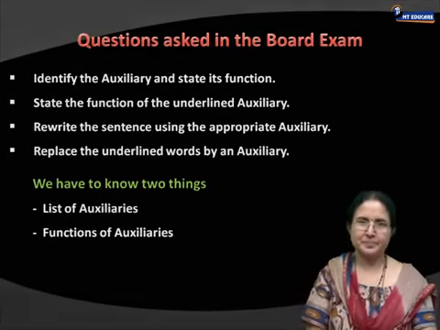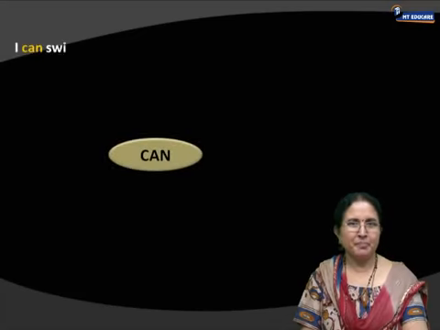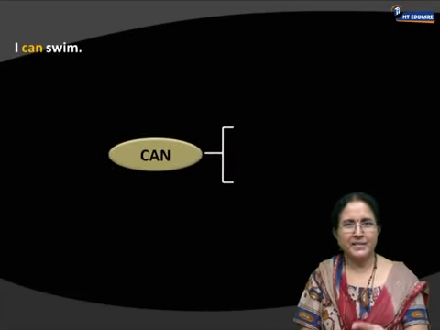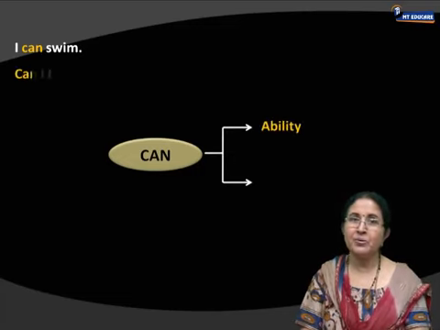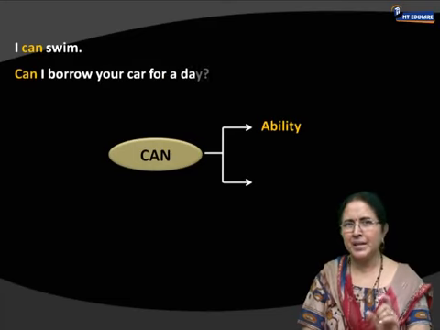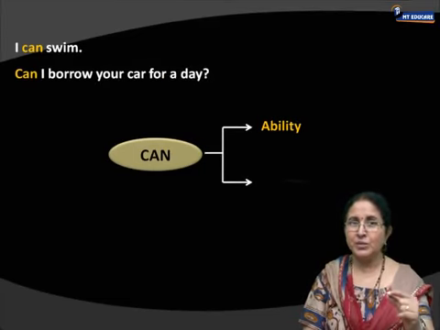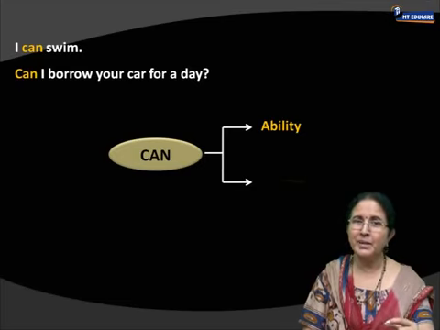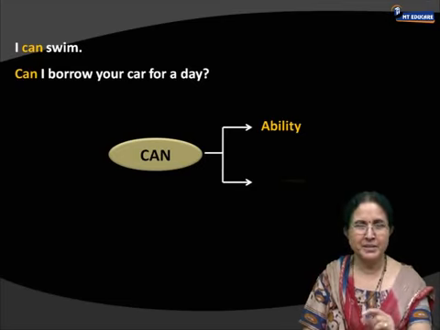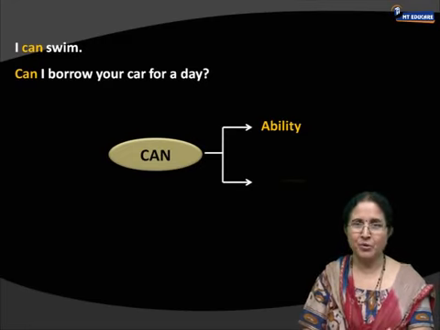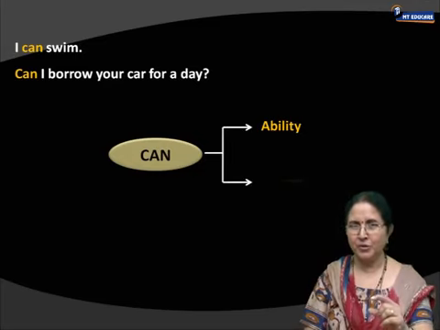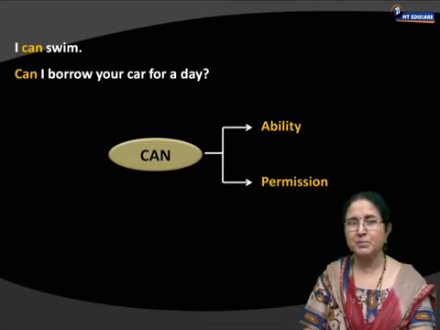Now, let's take can. I can swim. Just look at this. I can swim shows ability. You have the ability to swim. Can I borrow your car for a day? Now, the same word can is used in two different sentences to mean two different things. First one, it is ability. Second one, it's in the form of a question. You are asking permission. So the modal auxiliary can has two different functions here. One is ability, second one is permission.